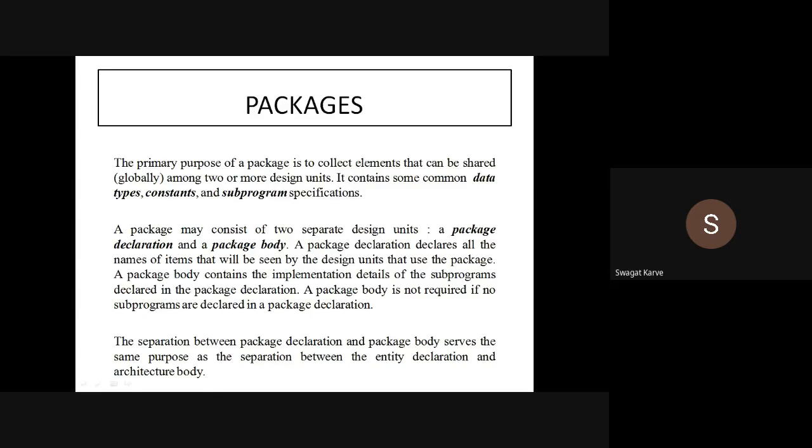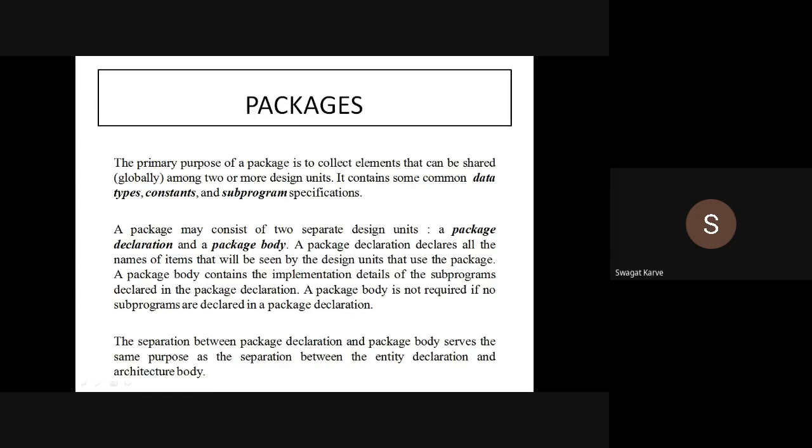Now, we have already discussed the different sections of VHDL code, such as libraries, then entities, then architecture. We have already discussed the entity part and the architecture part. Now it's time to discuss the library.